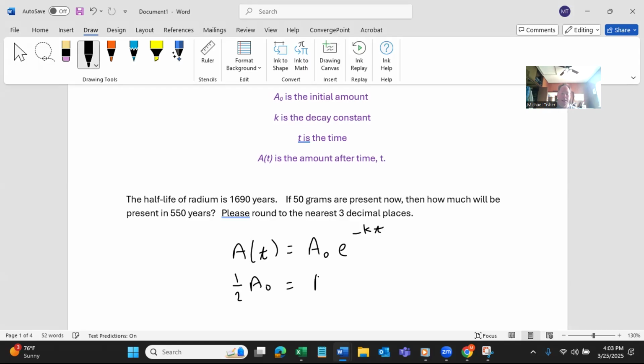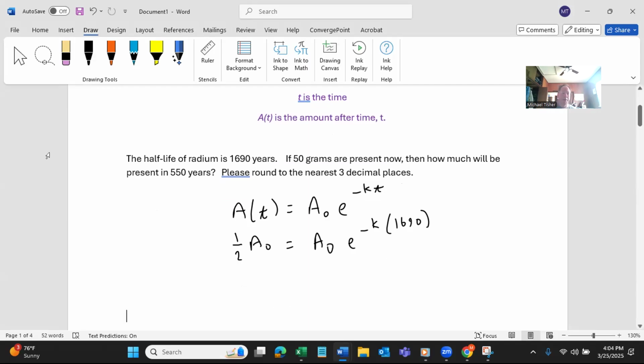And then we'll say one half A sub 0 equals A sub 0 e to the negative k t. Now, we're talking about when the substance is half of the original, and in this case, that is given to be 1690 years. So t is 1690 in this situation. So we have the equation one half A sub 0 equals A sub 0 e to the negative k times 1690. Now, let's solve for k.